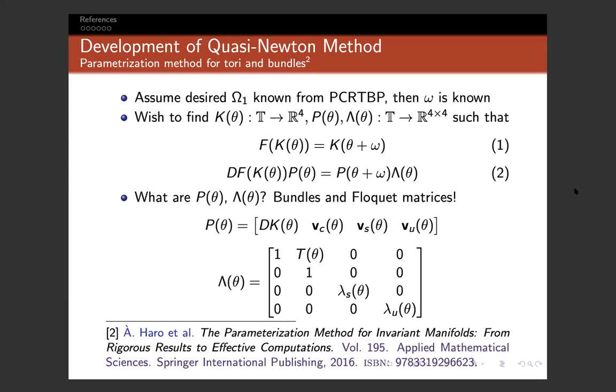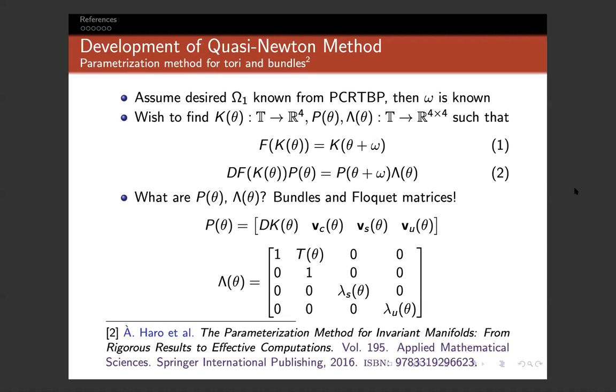And the second equation here you might be less familiar with. All this is saying is that DF maps the columns of P onto the columns of P combined in the fashion dictated by the matrix lambda. And this big lambda matrix we declare should have the form given right here. So as you can see, it's almost diagonal. So what it's saying is that DF should effectively scale the columns of P by the factors along this diagonal, except for the second column will get sheared by this T.